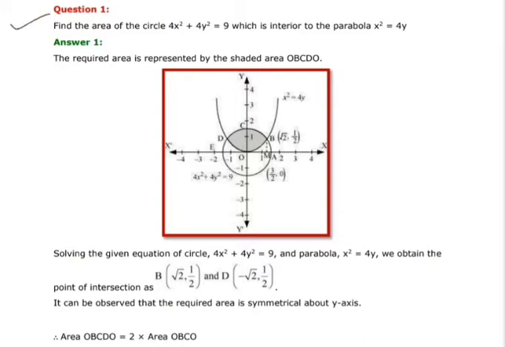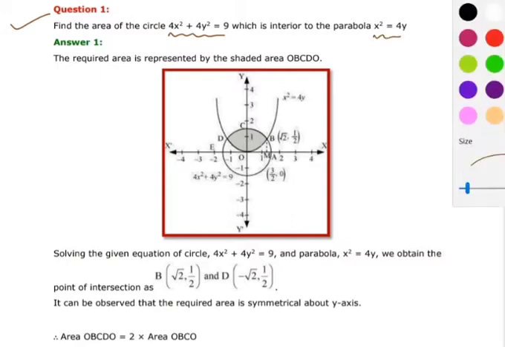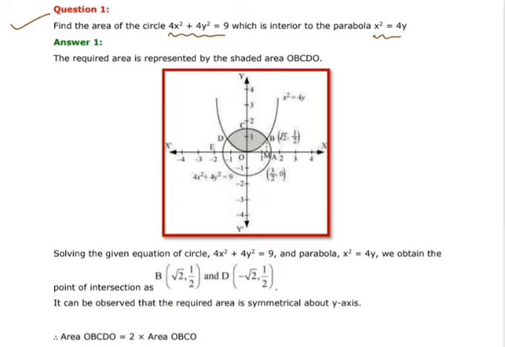In the first example, find the area of the circle 4x square plus 4y square equals 9, which is interior to the parabola x square equals 4y. So the required area, let's see. Solution: this type of problem we already discussed in the introduction class, last class only.